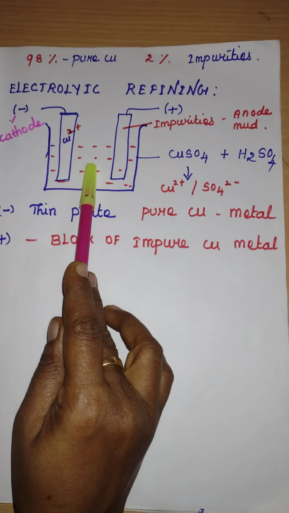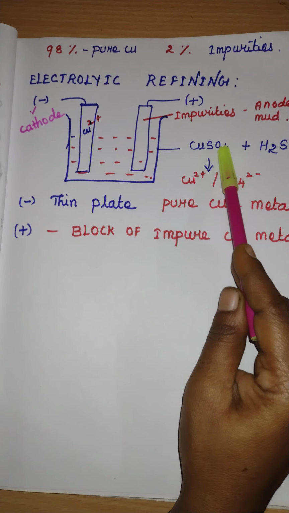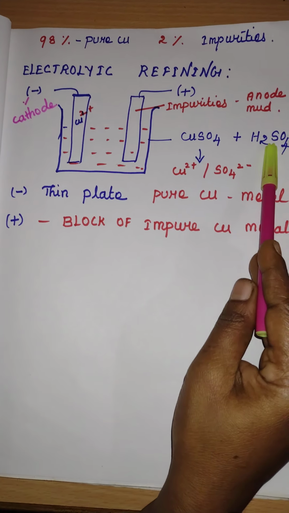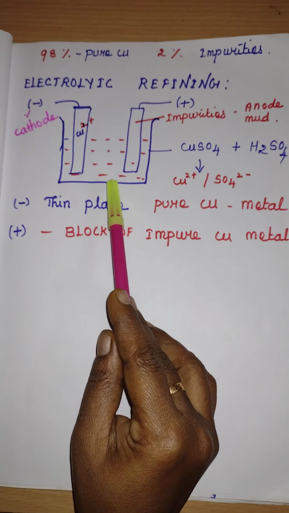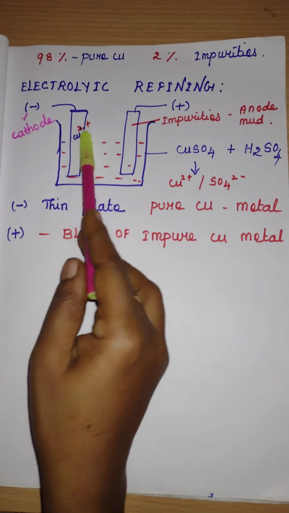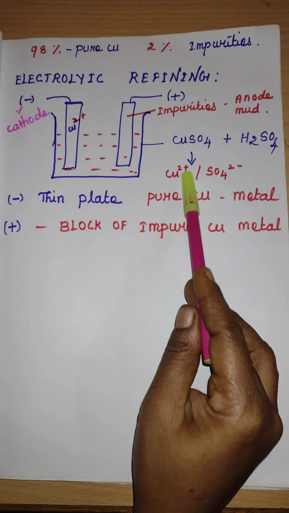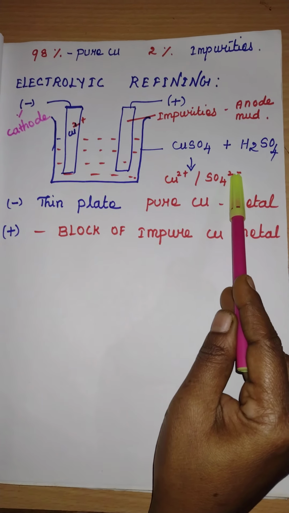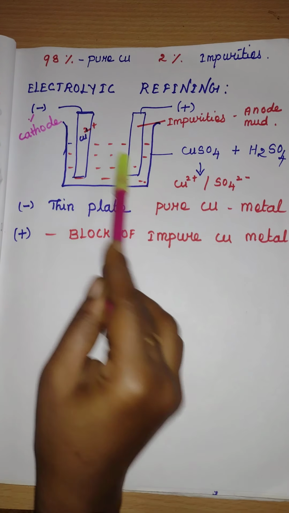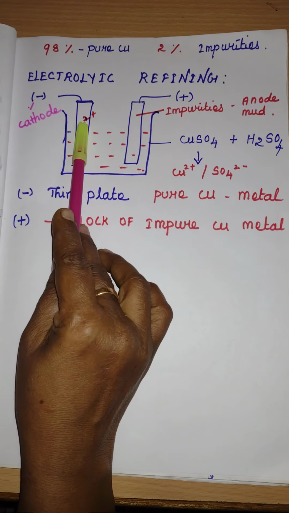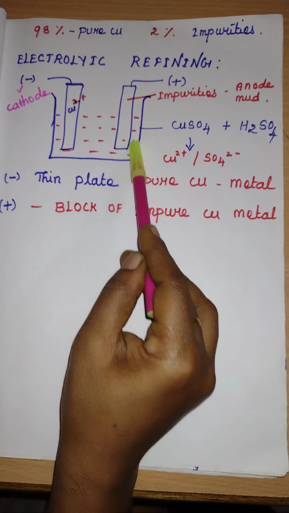The electrolytic solution is copper sulfate plus sulfuric acid. Then you pass the electric current. The copper sulfate dissociates into Cu2+ and SO4 2-. The positive ions go to the negative cathode. So pure copper is deposited at the cathode and the impurities are deposited at the anode.